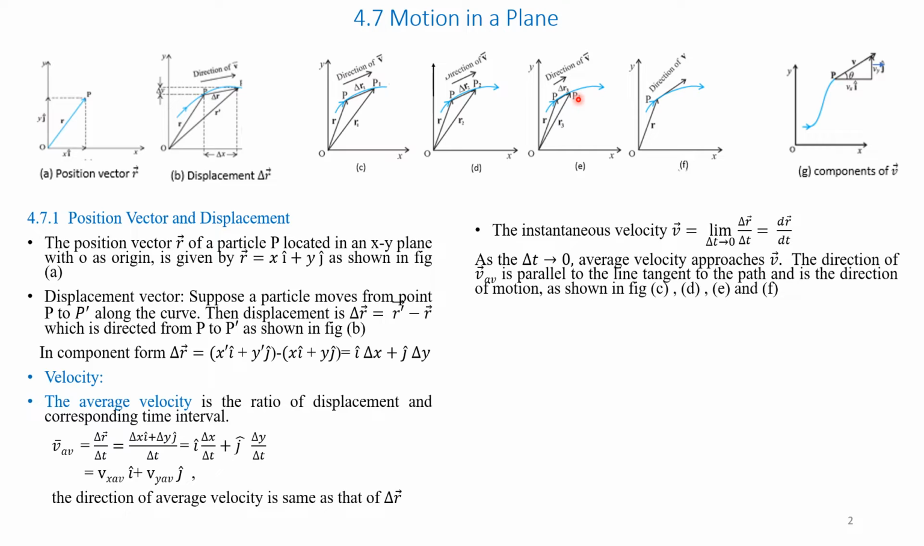And finally, when delta t tends to 0, the average velocity, the limit of delta t tending to 0 of delta r by delta t, becomes the instantaneous velocity, and it is dr by dt, and this is shown in figure F. Therefore, the instantaneous velocity in component form is written as vector v equals dr by dt, which is also defined as the limit of delta t tending to 0 of i into delta x by delta t plus j into delta y by delta t.